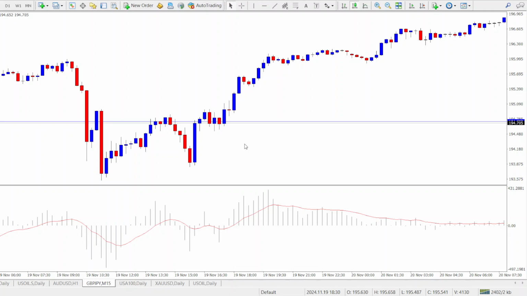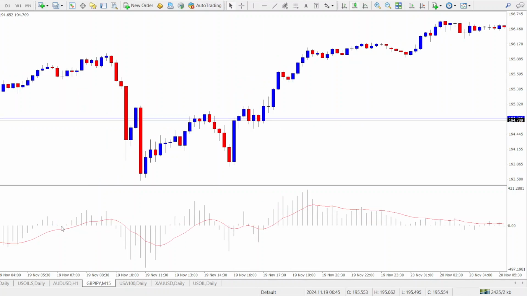How do you identify good trading opportunities? How do you know when to buy? How do you know when to sell? Basically, watch out for this zero level. This is a very important level on this indicator window. This zero level demarcates the bullish region from the bearish region. Above the zero level is the bullish region, below the zero level is the bearish region.